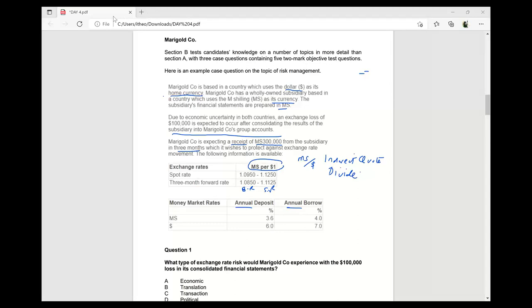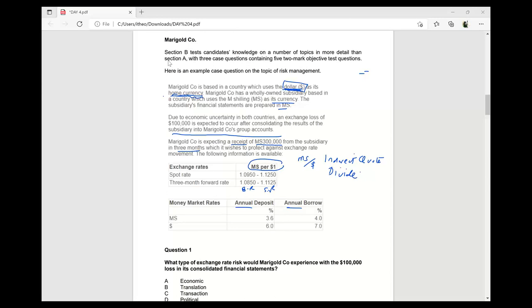The question states Marigold is based in a country which uses dollar as its home currency. You see this, dollar as its home currency. This will always be given. Marigold has a wholly owned subsidiary based in a country which uses shilling as its currency. So Marigold uses dollar as its home currency, and it has a subsidiary which uses shillings.